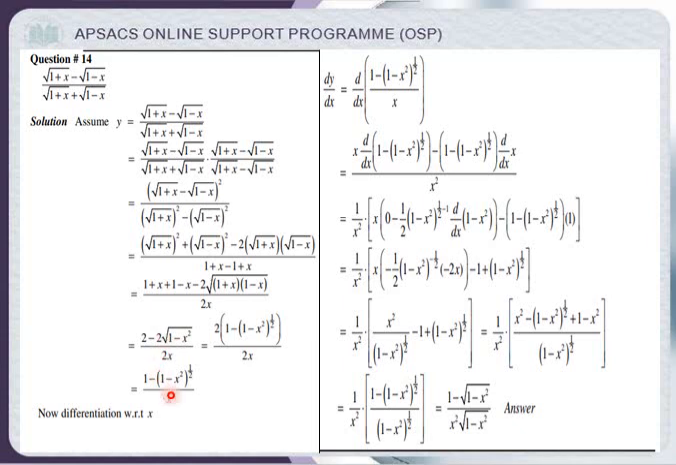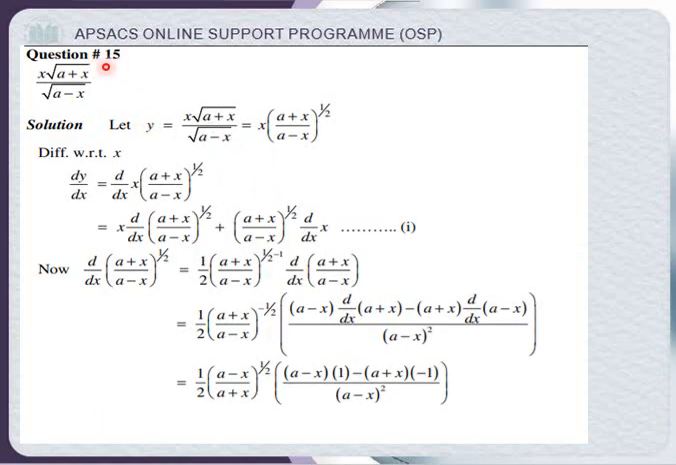Now again differentiate, because it is the simplest function. Differentiate with respect to x. U upon v is there. V square, v same, derivative of u, minus u same, derivative of v. Now you can see that only applying the formula, the result is here.